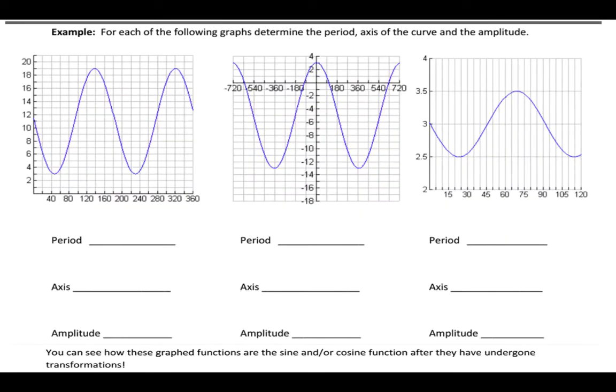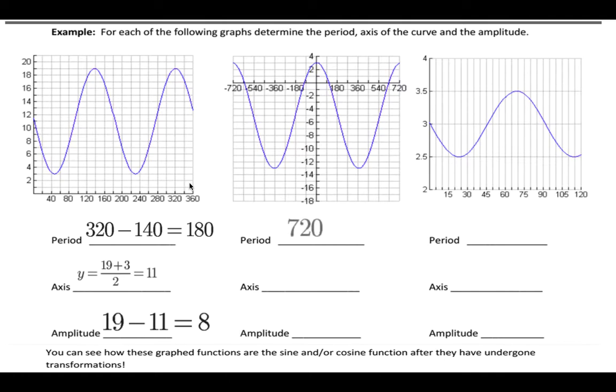For each of these, you can look at them. The period in the first one is 180, because the distance from here to here, which are really the only 2 points I can see clearly, is 180. The axis, which is the average of 19 and 3, is 11, and the amplitude is 8 because it goes 8 above and 8 below the line.